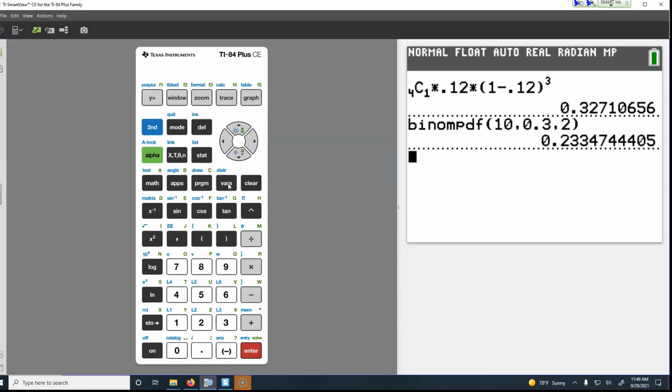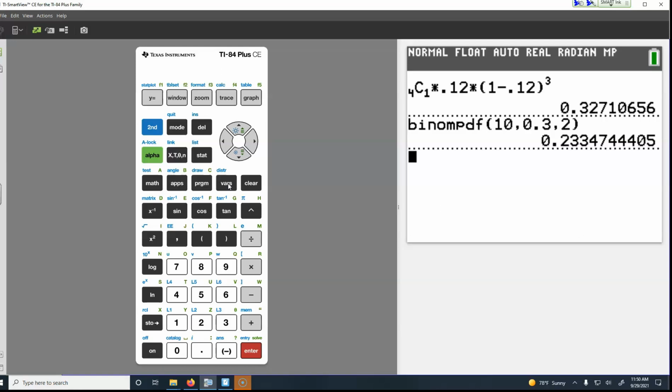So you have this right here. Did you get to that? Okay. So then you just type in 10 and then comma, which is above the 7, and then 0.3 comma, and then 2, and then enter. Yeah. So you'll just have to type in order.